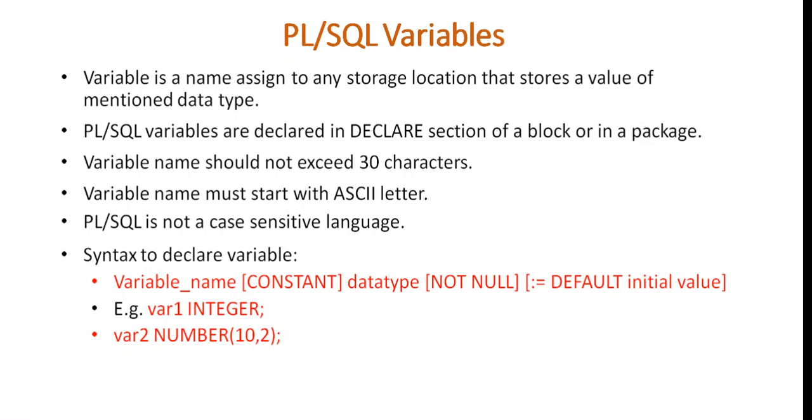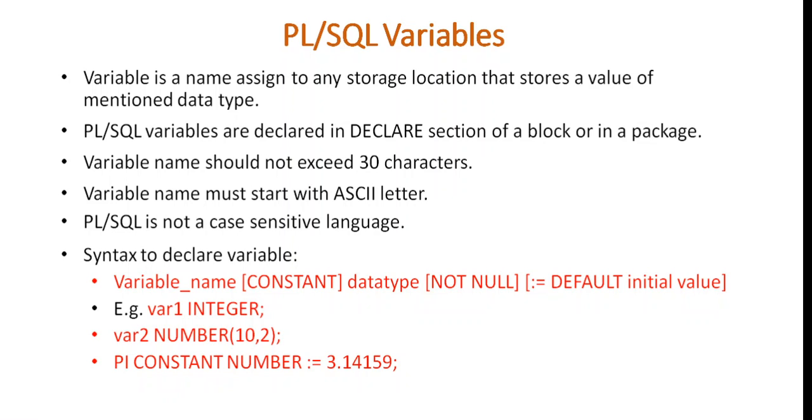Okay, so totally your var2 can have 10 digits. Out of 10 digits, 8 digits are given before the decimal point, and 2 digits are specified after the decimal point. Okay, so this is the difference between number and integer. Here in integer you can store only fixed point values. We cannot specify precision and scale, and if you want to store floating point values, then you can go for number data type.